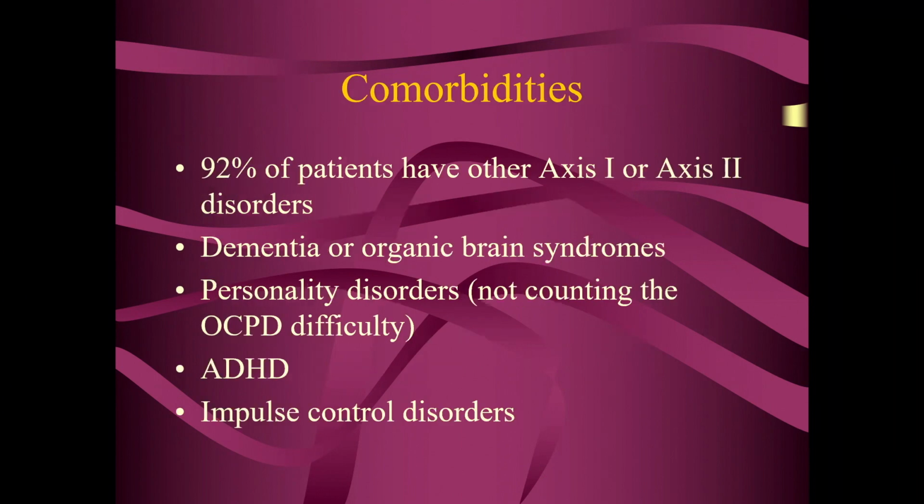The vast majority of patients with hoarding disorder have another Axis I or Axis II disorder. This is old DSM terminology, but it's there because of old research, so I kept it as it is. Dementia and organic brain syndromes are very common comorbidities. Personality disorders are very common in hoarding disorder, but interestingly, not OCPD. The other personality disorders, however, can be common comorbidities. ADHD and impulse control disorders are also very common comorbidities with hoarding disorder.